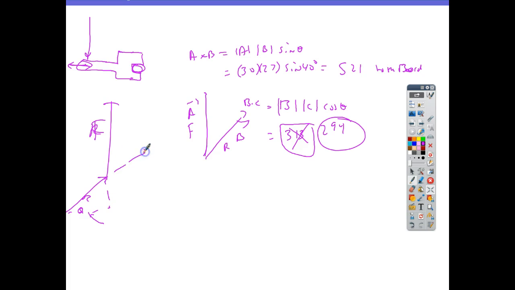So if I go like this, I want to know the piece that is perpendicular. So I'd want this piece here, which would be the sine, which is why we use sine. If I push in the same direction, my angle between the two would be 0.